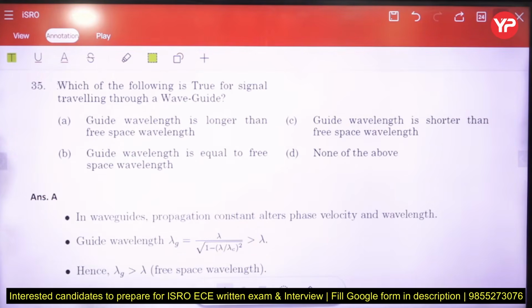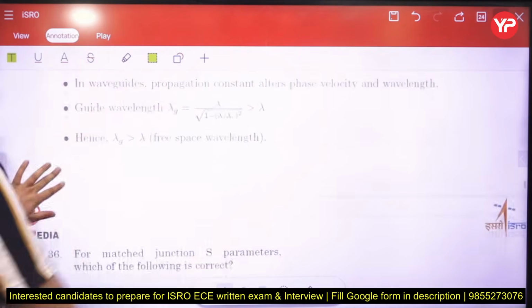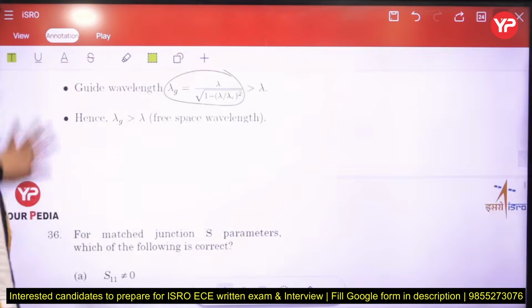Which of the following is true for signal traveling through a waveguide? So whenever a signal is traveling through a waveguide, its guided wavelength will increase. Its guided wavelength will be longer than the free space wavelength, right? That will be the formula for the guided wavelength.